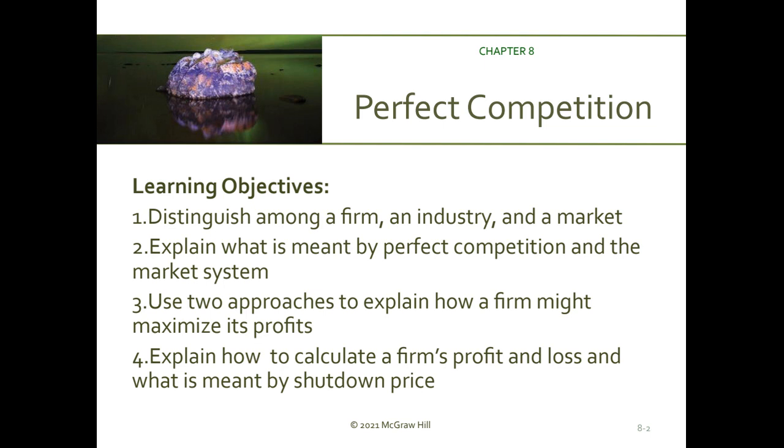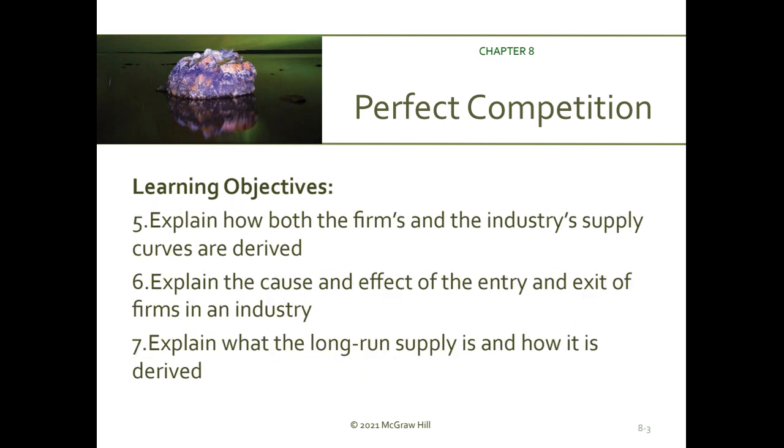Explain how to calculate a firm's profit and loss and what is meant by shutdown price. So we'll discuss these three concepts. Explain how both the firm and the industry supply curves are derived. Explain the cause and effect of the entry and exit of firms in an industry. So this is basically a long run analysis, and we'll discuss this in this chapter as well. Explain what the long run supply is and how it is derived.